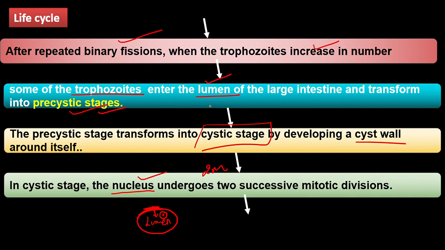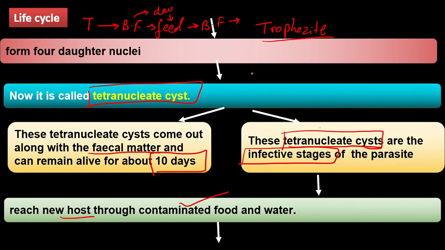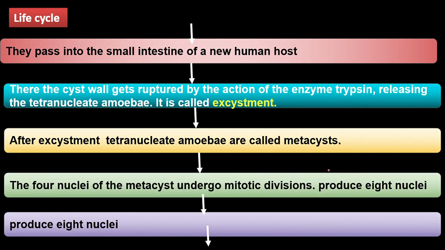These trophozoites will enter into the lumen and go for the precystic stage, then form a cyst wall, go for the cystic stage, and then the nucleus undergoes mitotic division two times, which results in a tetranucleus cyst, which is the infective stage. Now it enters into the new host through contaminated food and water. They pass into the small intestine of the new host.